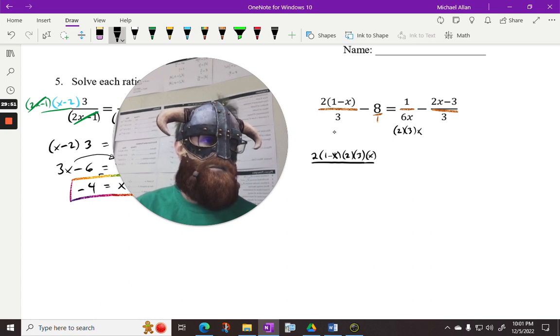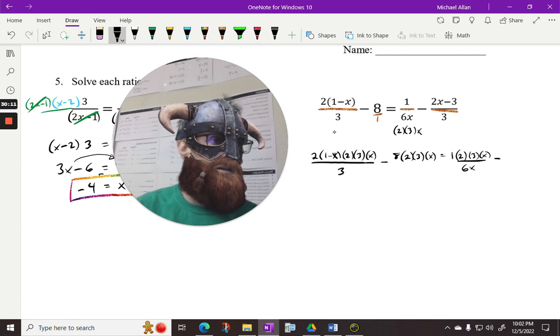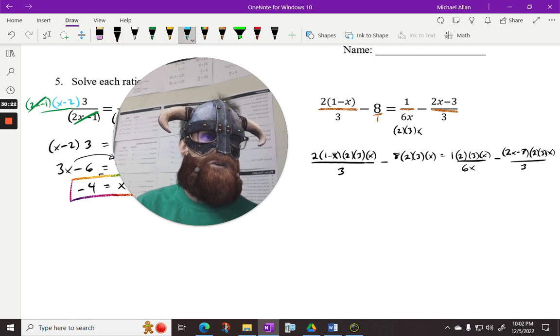All right, okay, let's see. I'm going to put a 3 in the bottom of this one. Then I'm going to multiply this 8 here by a 2, a 3, and an x. Then I've got to multiply this 1 here by a 2, a 3, and an x, but it was all over 6x already. And then over here, I'm going to multiply, this is getting a bit tight here, 2, 3, and an x. Let's divide this all by 3. Okay, let's see what crosses off.